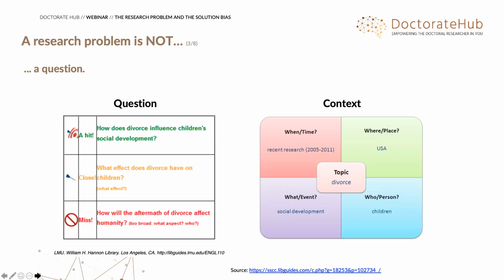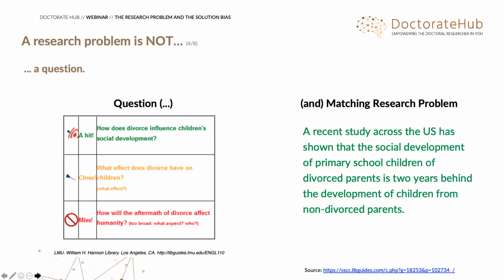So what could be the context of a research problem that fits to the question? Could be time related, place related, event related, person related, and we will look into a matching research problem that would fit the question. So there's a relation between a research question and a research problem, but there is no such thing like the research question being a synonym for the problem.